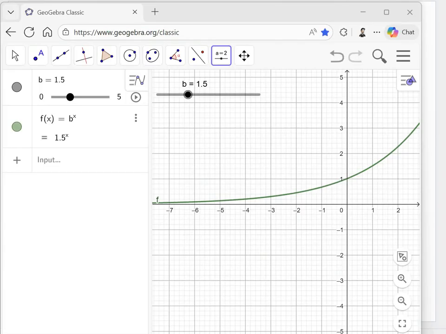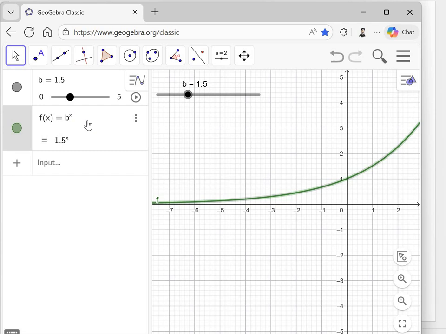Got it? Now look at the graph. If I add a number to this one, say for example plus 2, what happened?